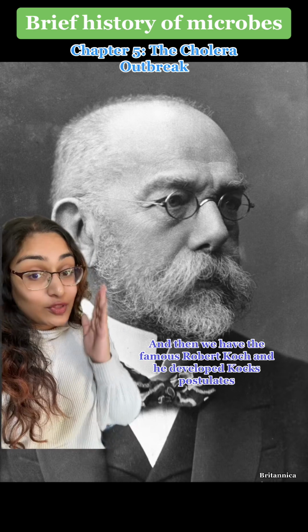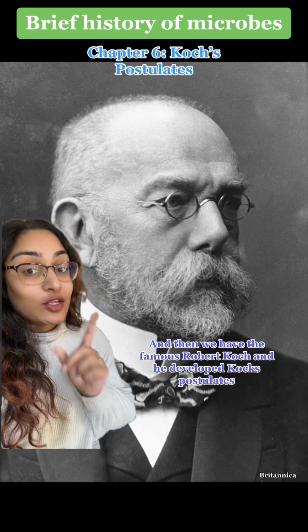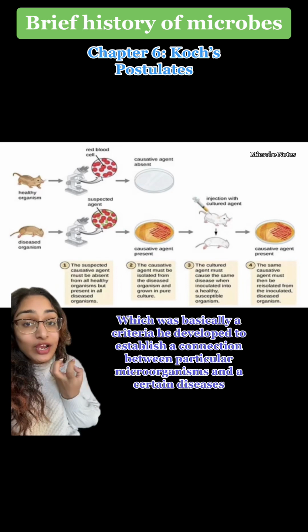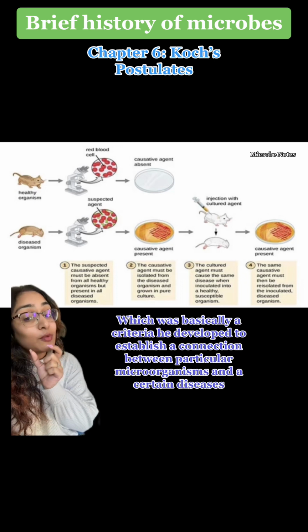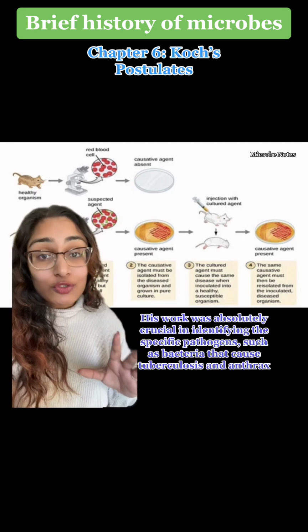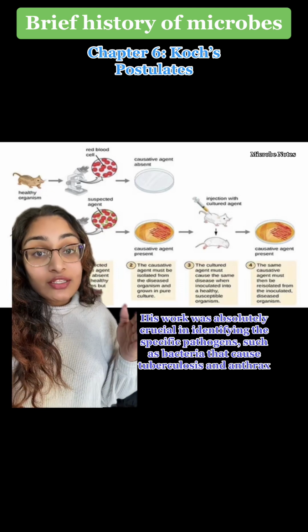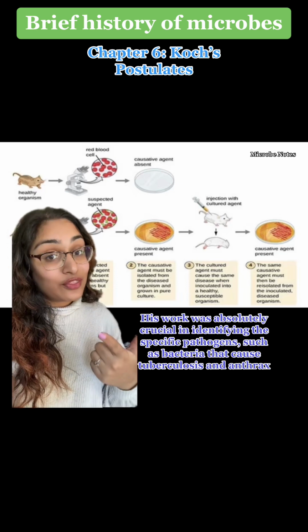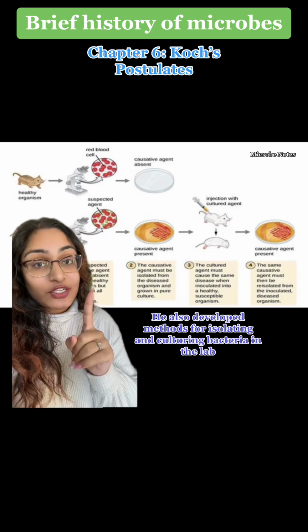And then we have the famous Robert Koch, and he developed Koch's postulates. So this is basically a criteria that he developed to establish a connection between a particular microorganism and a certain disease. His work was absolutely crucial in identifying the specific pathogens such as bacteria that cause tuberculosis and anthrax. He also developed methods for isolating as well as culturing bacteria in labs.